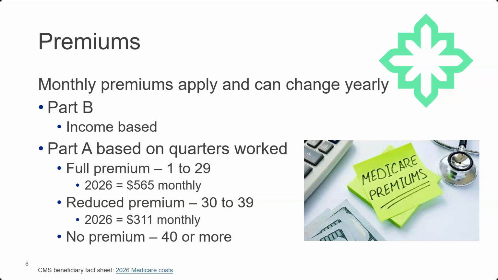That's the Part A. If they've worked 30 quarters to 39 quarters, Medicare does say, okay, you have paid in. We're going to reduce that because you're almost there, but not quite. And that we will reduce to $311 a month versus free at 40. So the premiums are very different. Hopefully that makes sense to everyone, and why some people may or may not have it. Now, have it being the type of coverage. So please verify that they have this type of coverage.